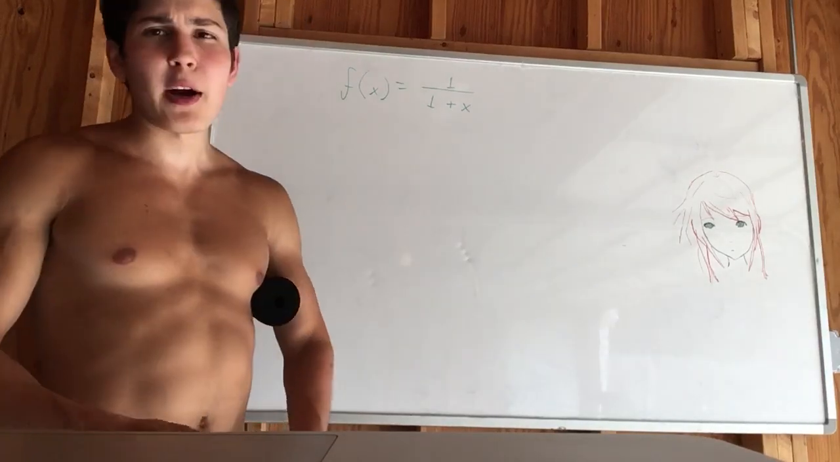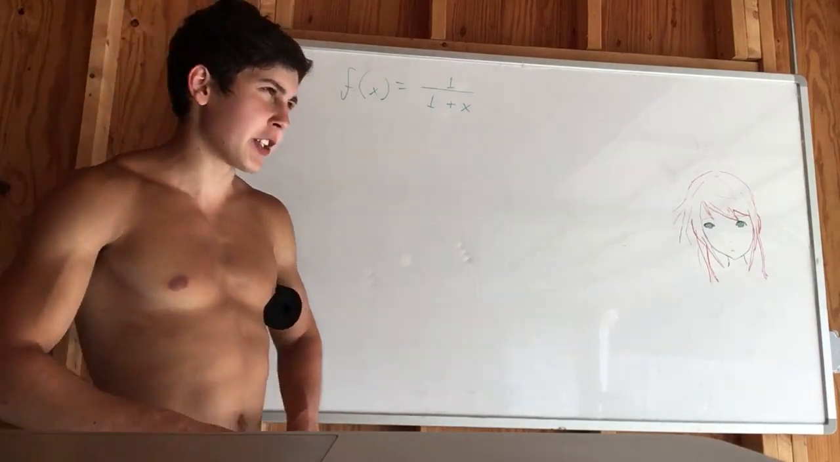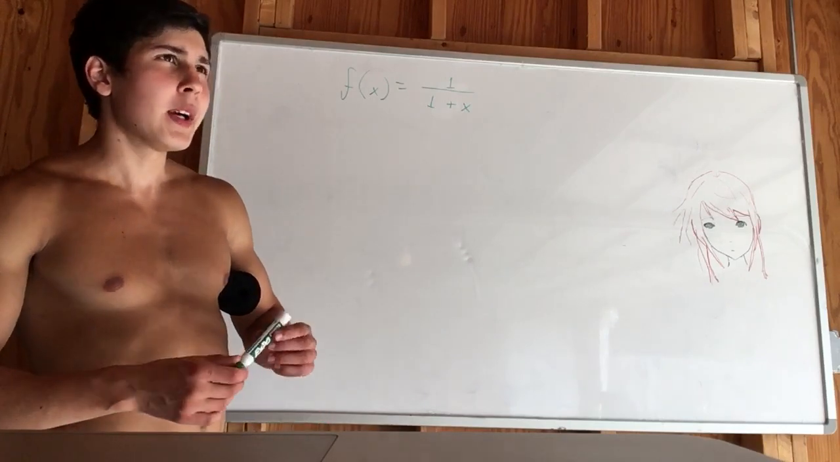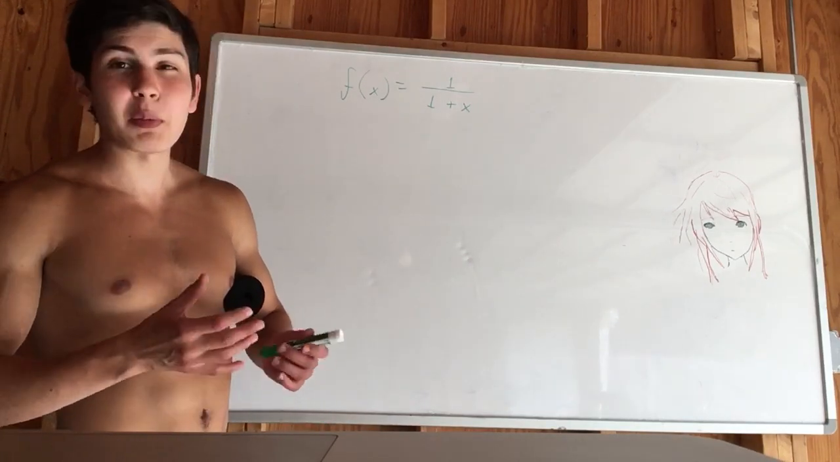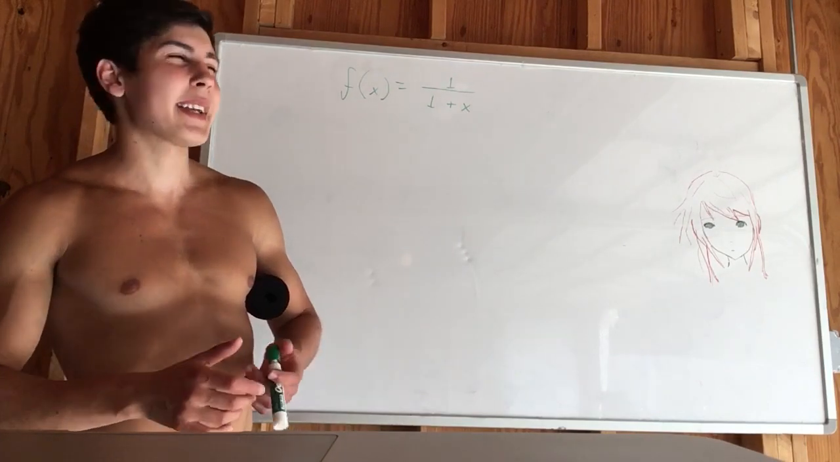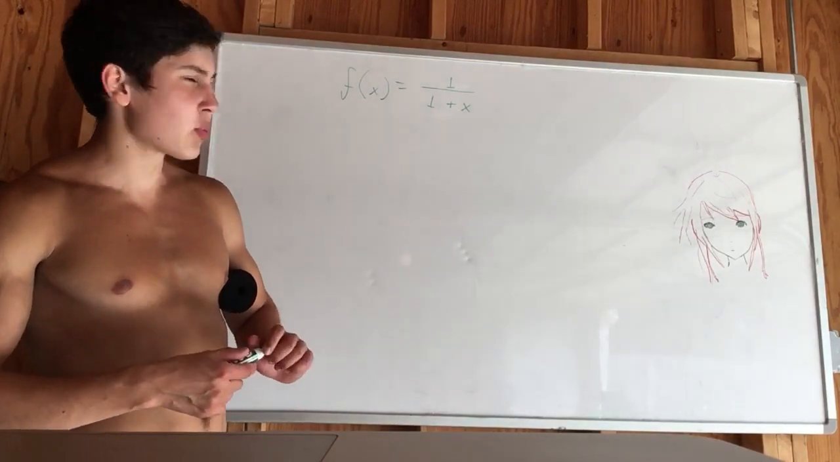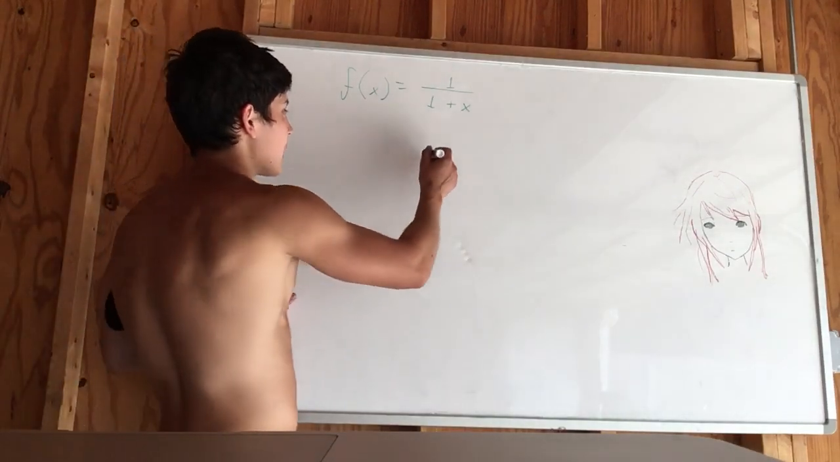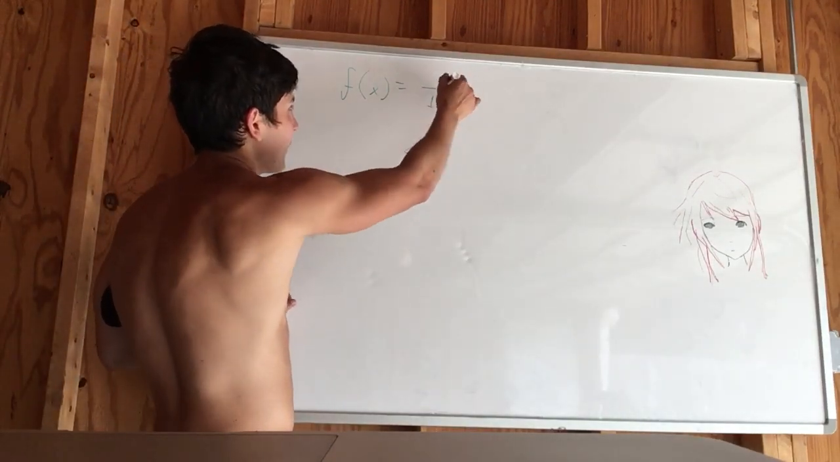Okay, so we have to find a power series representation of this function and also find its interval of convergence. So how do we do that? Well, we try to look for something that we recognize from series that are similar. With this one, it reminds me of the geometric series, and the sum of a geometric series looks very similar to this.